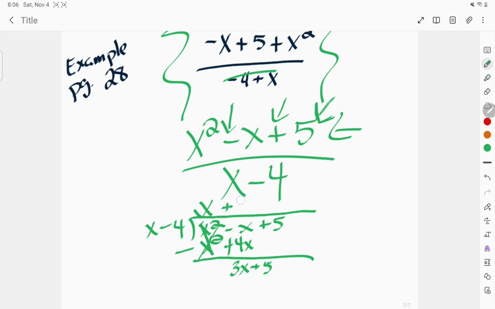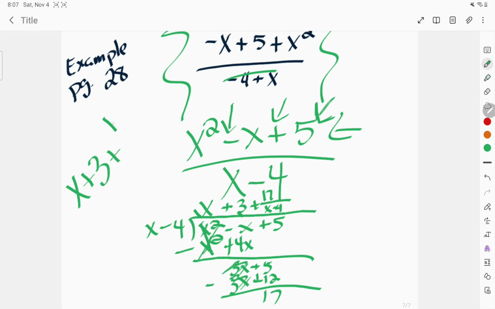X goes into 3x 3 times. 3 times x is 3x. 3 times negative 4 is negative 12. Subtracting, which changes my signs. 5 and 12 is 17. So 17 over x minus 4. So your final answer on this is x plus 3 plus 17 over x minus 4.